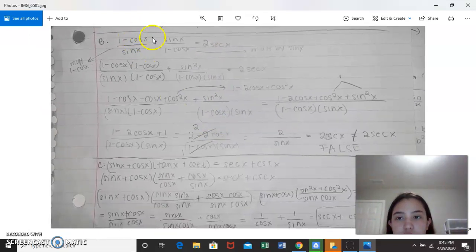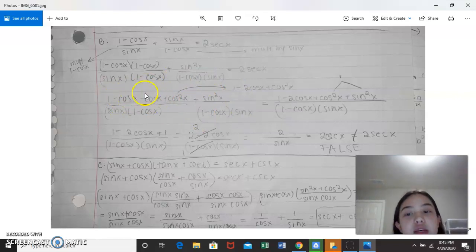Now for this one, I multiplied this by sine of x, I multiplied this by 1 minus cosine of x, and this one by sine of x. Then this is what I wrote down. Then here I pretty much just multiplied this out, expanded it, and added it. Then I added this.